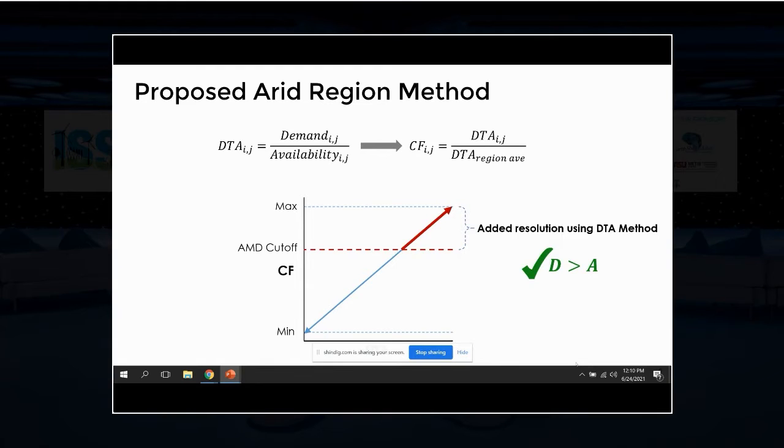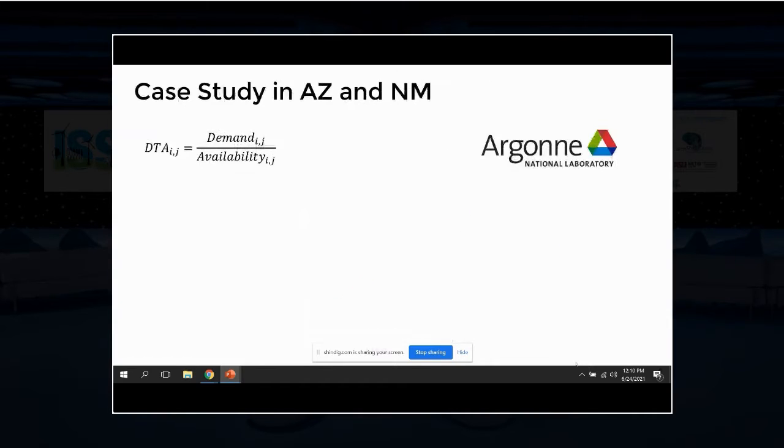But the important note here is that there's no cutoff. The DTA method now accounts for those values that were lost previously, and it can account for values where you have greater demand than availability.